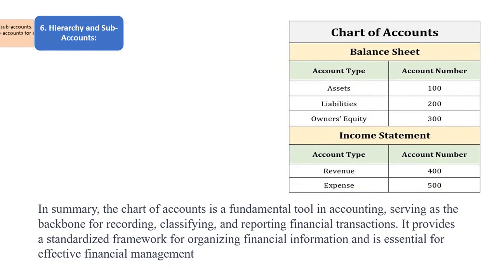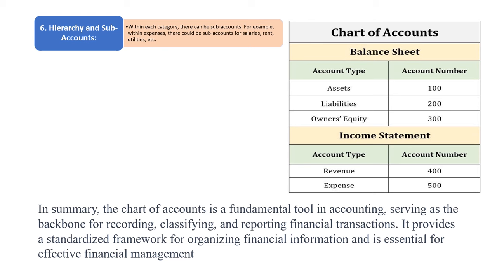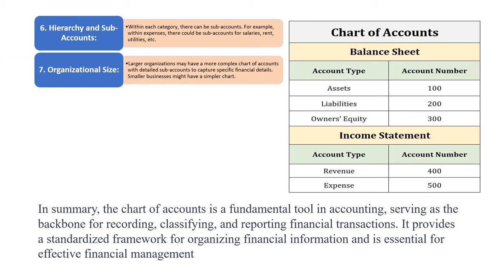6. Hierarchy and subaccounts. Within each category, there can be subaccounts. For example, within expenses, there could be subaccounts for salaries, rent, utilities, etc. 7. Organizational size. Larger organizations may have a more complex chart of accounts with detailed subaccounts to capture specific financial details. Smaller businesses might have a simpler chart.